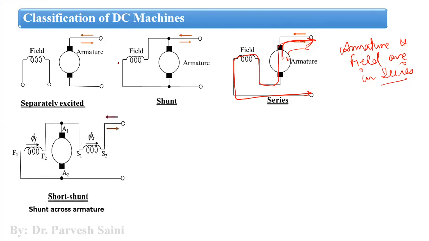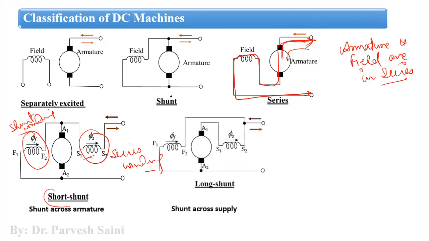Now another example is the compound wound. In compound wound we have a short shunt and long shunt DC machine. In short shunt you can see that we have a shunt winding, and this is the series winding, right? So the shunt winding is in parallel to the armature. However, the series winding is in series with the supply or the load terminals, that is, the output terminals. So this is a short shunt type compound DC machine.